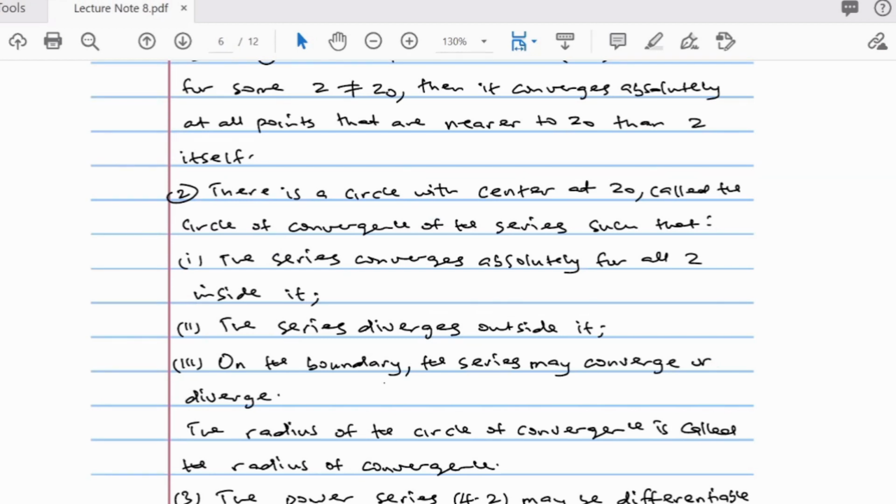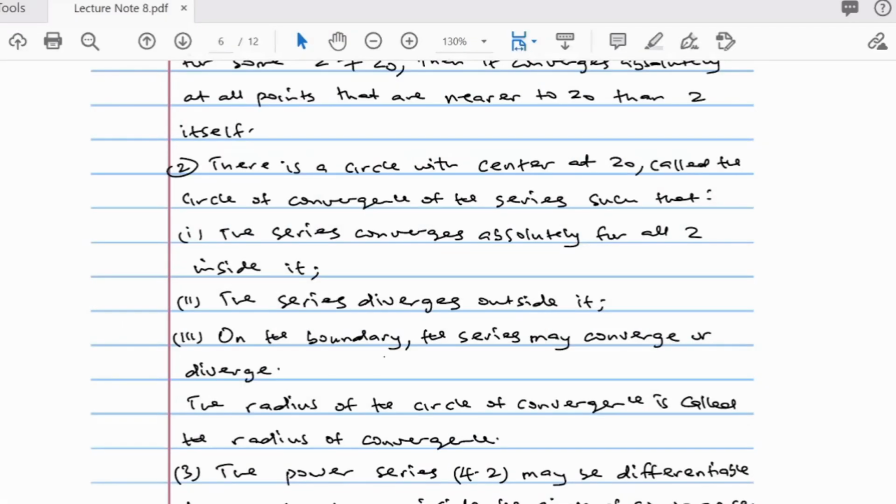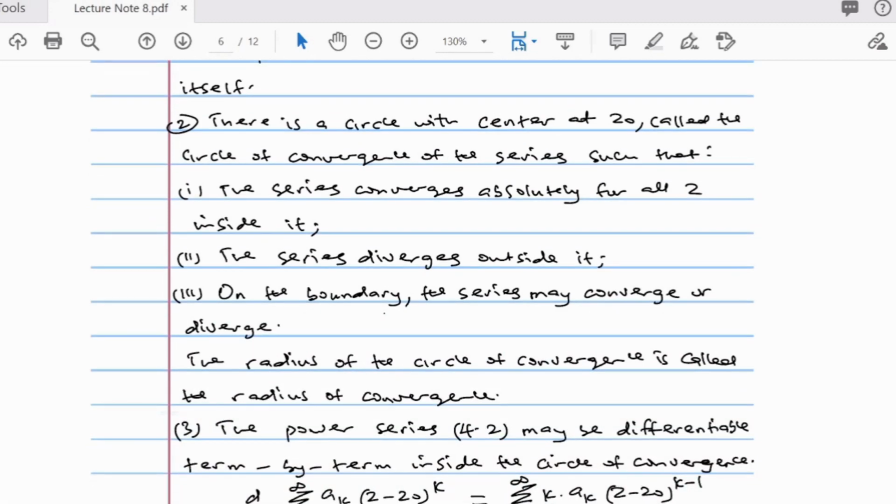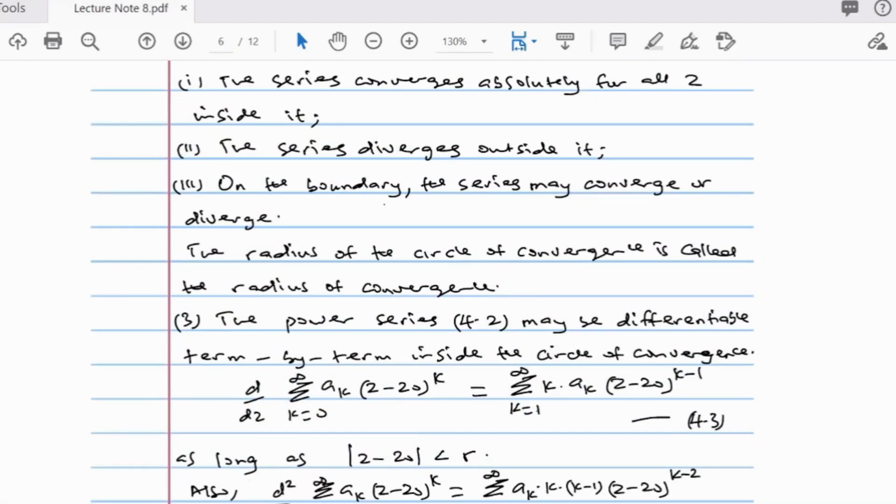All this we did in your Maths 141. You can just have a recap on what I taught you. I think I taught your class Maths 141. All this I taught you in Maths 141. So this is your power series.